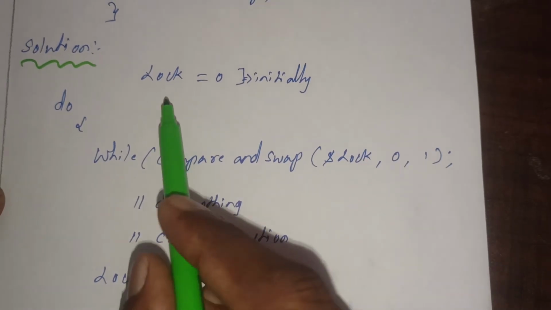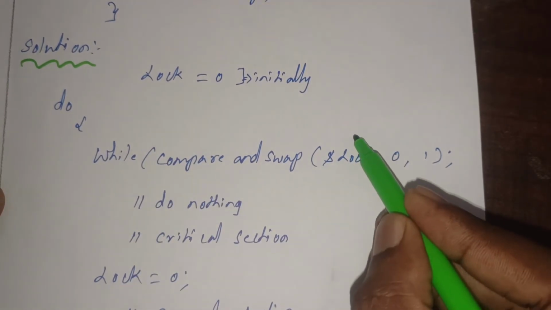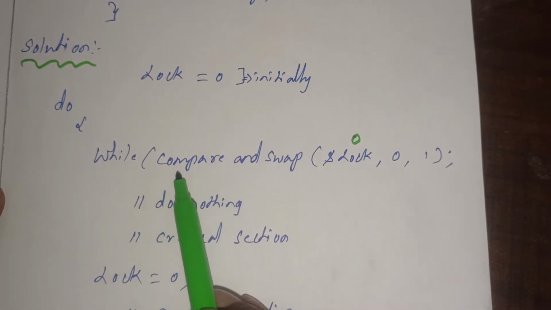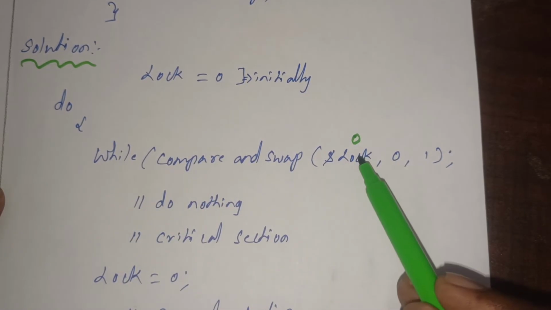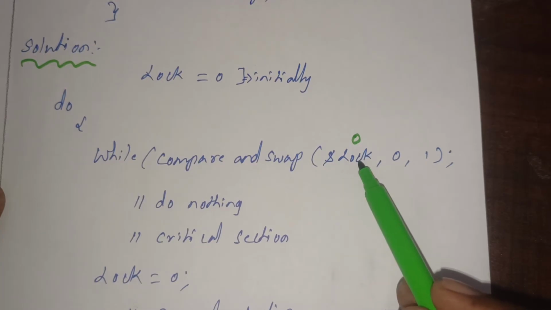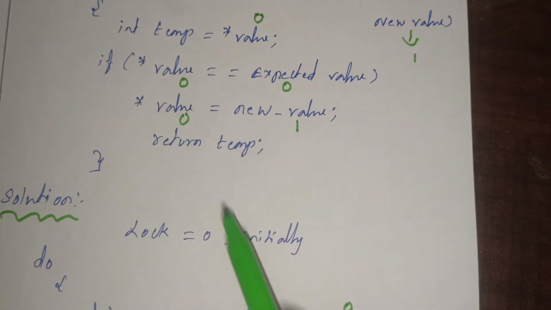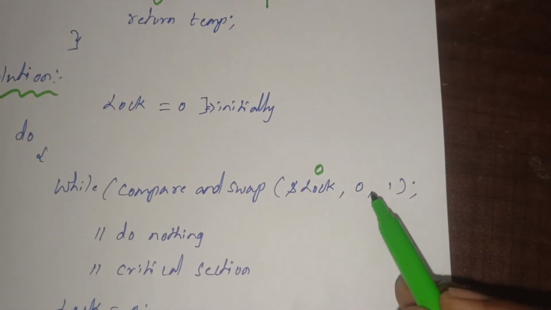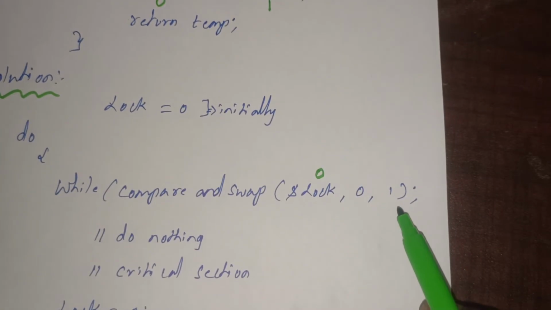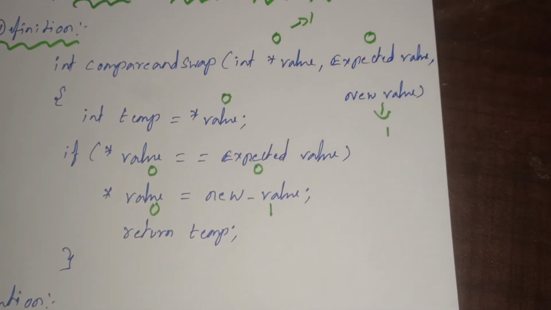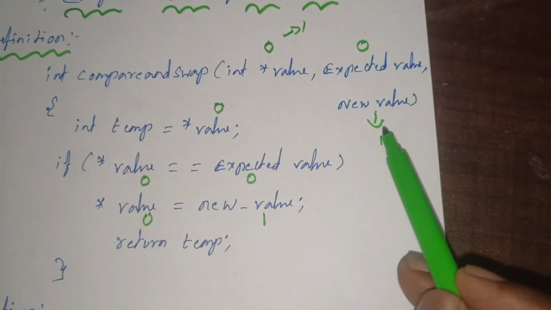Let's check. Lock is initially 0, so ampersand lock is 0. So while compare and swap, open bracket, ampersand lock is the pointer value, this is lock actually, 0 is the expected value and the new value is equal to 1. So this represents the same thing I represented in this particular definition.